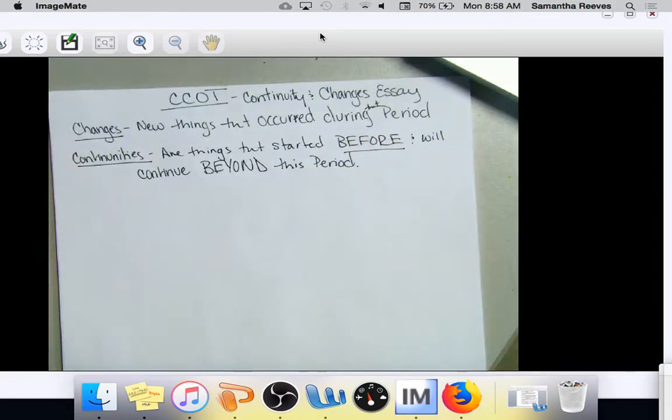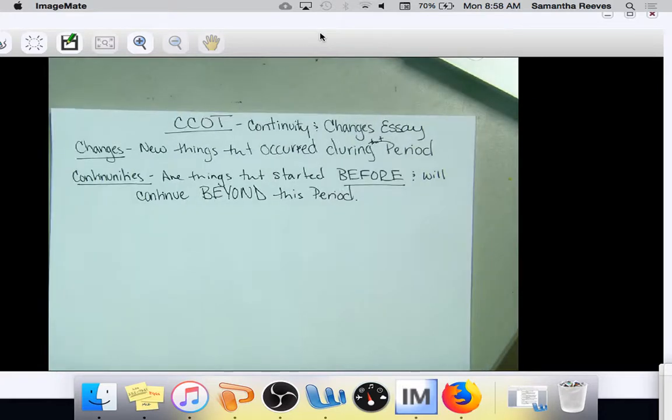Okay, so a CCOT is a Continuity and Changes essay, where changes are new things that occurred during that period. So new things that are happening. Anything that's new, like dhows and junks are new. That is a change. The printing press is new. That's a change. Feudalism is new. That's a change. Anything that is for the first time we've ever mentioned it is new. Then we have a thing called continuities. It is something that started at least the period before and continues till after.